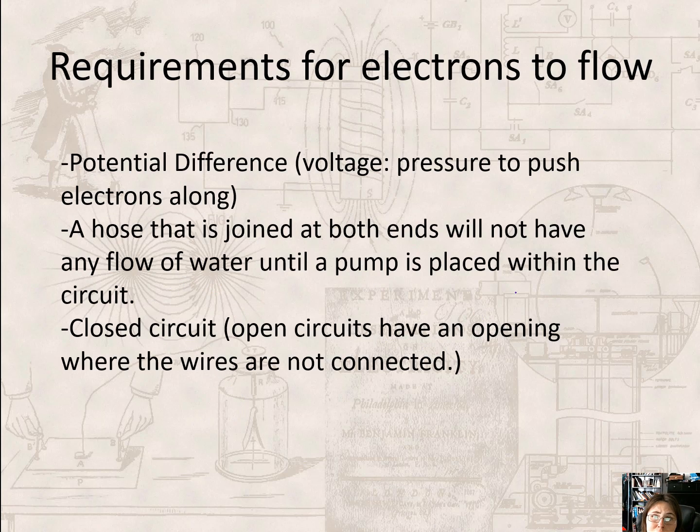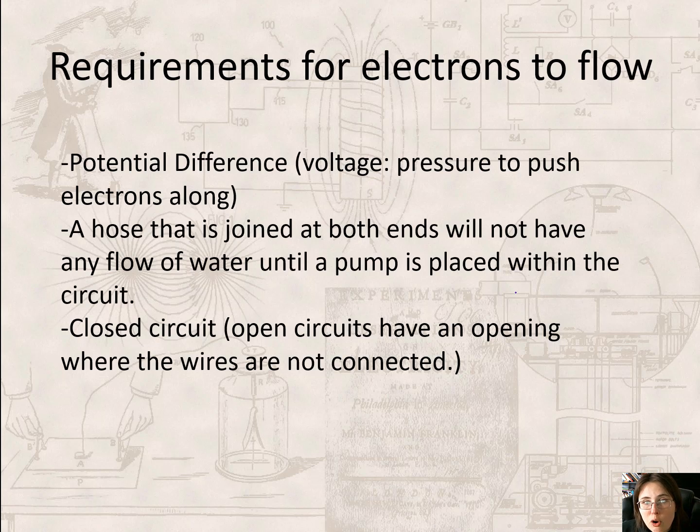So in order to have electrons flowing, you have to have a potential difference. There must be like a pressure to push the electrons along. You can think of it as a hose that's joined at both ends. If that happens, there won't be any flow of water until a pump is placed within that, we can call it a circuit. If there's a pump there, then the water in the hose will flow, and that's the same thing in an electric circuit. You have to have something to cause the electrons to flow, so you have to have a potential difference. In a closed circuit, that's the only way to get that to happen.